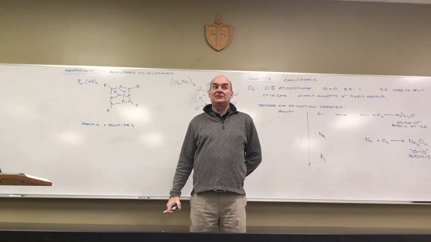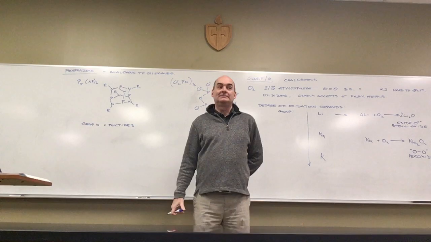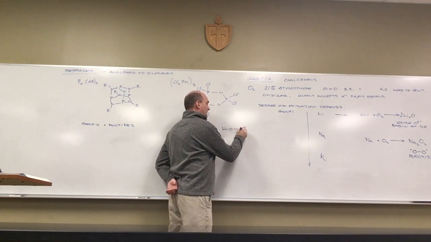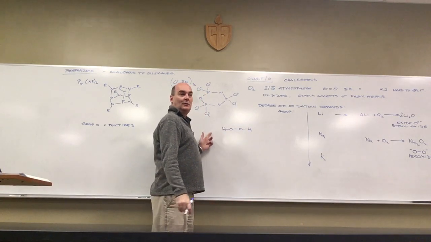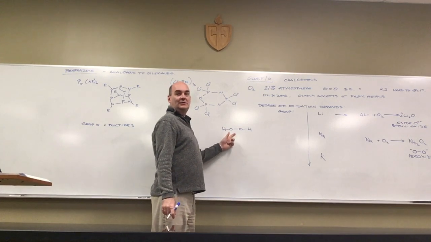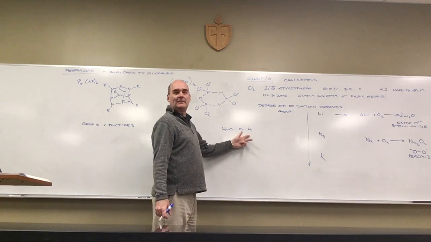So can we all see what hydrogen peroxide would look like? Hydrogen always makes one bond. Oxygen always makes two bonds. Oxygen always makes two bonds. Hydrogen always makes one bond. Hydrogen peroxide.